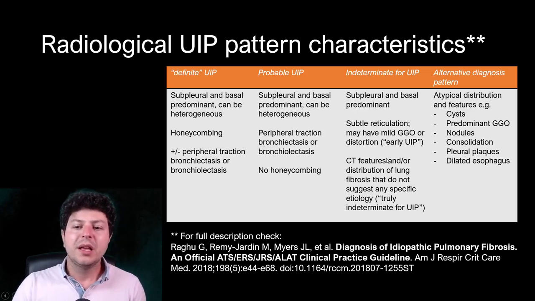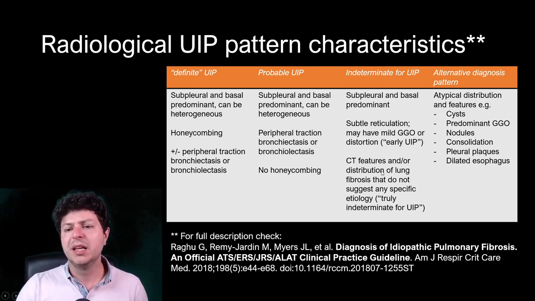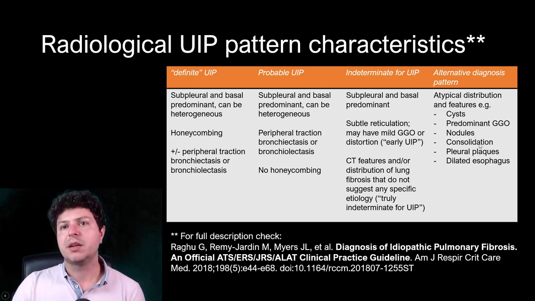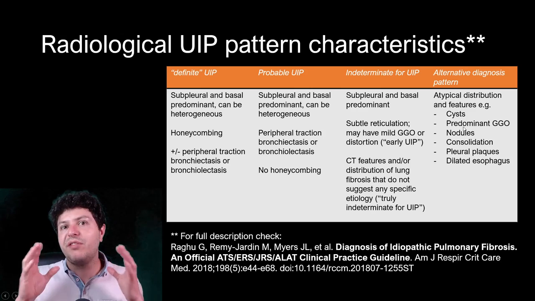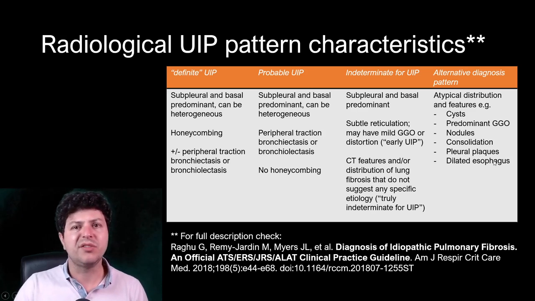And then indeterminate, it doesn't really fit with either of these. Maybe it has the right distribution, it may be in the right area of the lung, but you still don't have these features. You don't have honeycombing. It's not very clear. It could be an early UIP pattern, or it could be truly indeterminate for UIP. And then obviously you can have an alternate diagnosis pattern when the distribution doesn't fit with IPF at all, doesn't fit with what you would see in an IPF patient, doesn't fit with the UIP pattern. You might have other things that are really not found generally when you have fibrosis and IPF. So IPF is a fibrotic disease. You will have fibrosis and not much else. So you wouldn't find cysts, generally nodules, consolidation. Pleural plaques are a sign of asbestosis. If you have a dilated esophagus, it could be a sign of connective tissue disease.